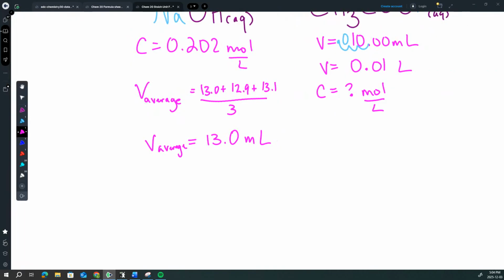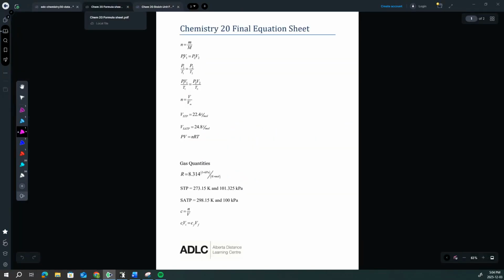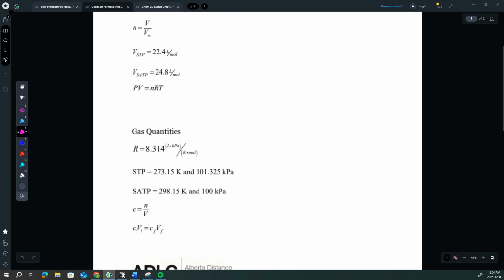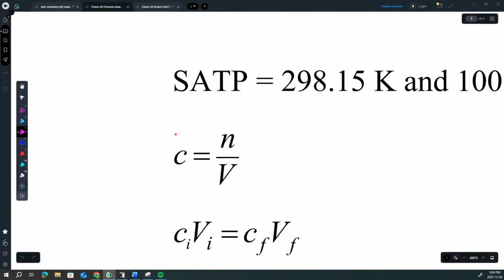Okay, now in order to find the moles of sodium hydroxide, we've got to think, what formula uses concentration, volume, and moles? So let's go to our formula sheet. And if I look, this formula here deals with concentration and volume, and all we need to do is isolate moles in order to figure it out. So that's what we're using.